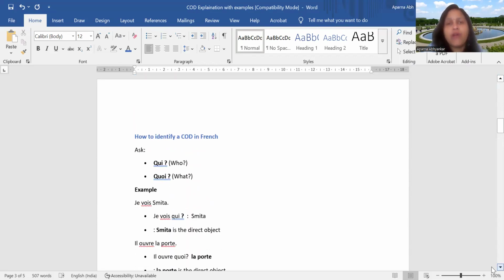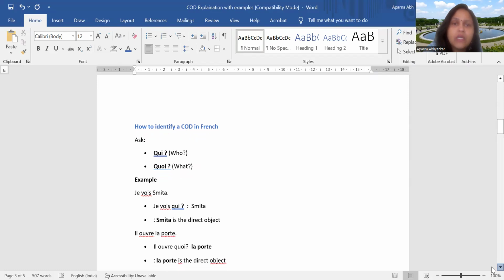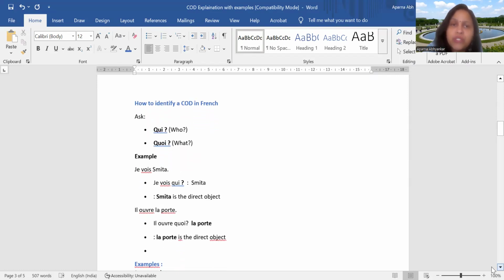Now let us see how to identify the COD and how to replace it in the sentence. After the verb, you need to ask the question qui or quoi to get the answer directly. So let's see one example. Je vois Smita. Je is the subject. Vois is the conjugation of the verb voir, which means to see. And Smita is a person, right? So the English construction we have is I see Smita. So this French concept is very much similar to English: subject, then verb, and object.